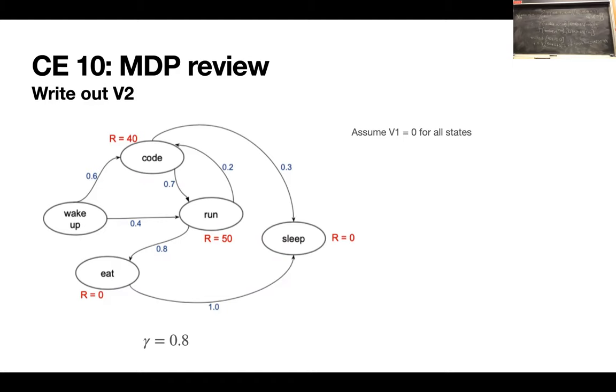Okay, let's do a short poll. What did you get for the value of this state, the code? Somebody? 35. Uh-huh. What about this one? 8. 0. And run? 10 and 32. Uh-huh.